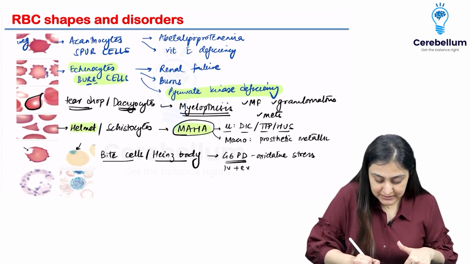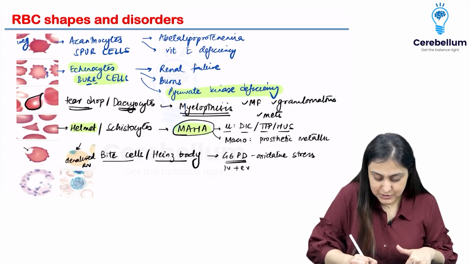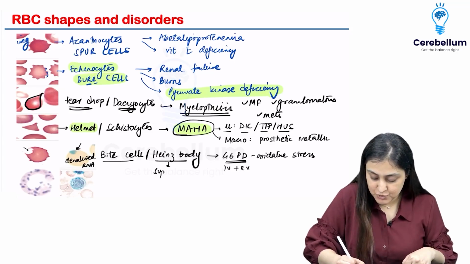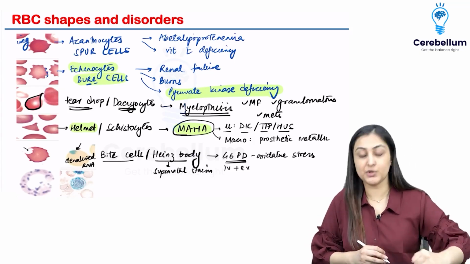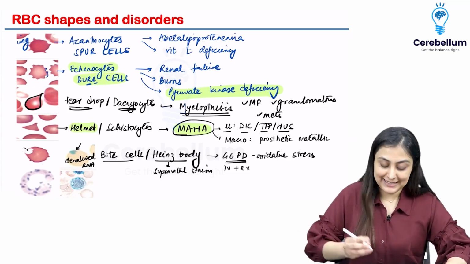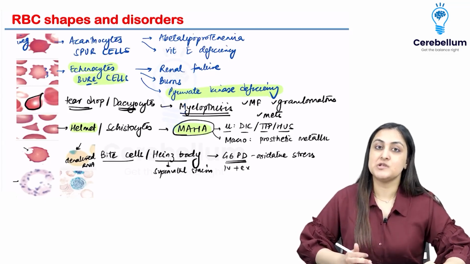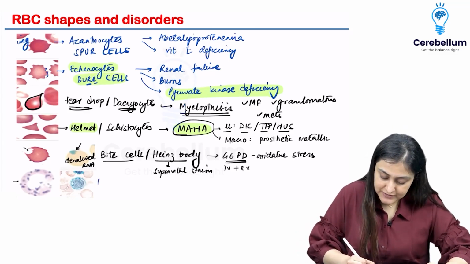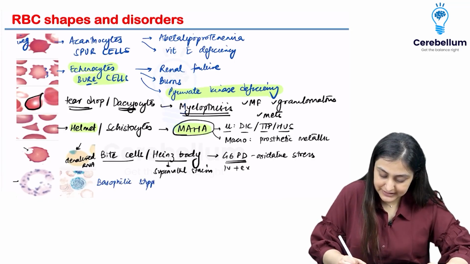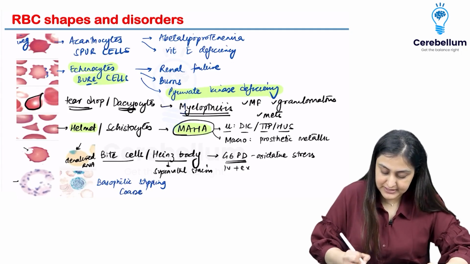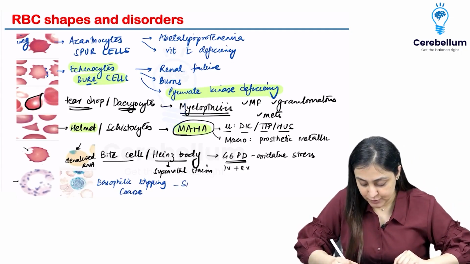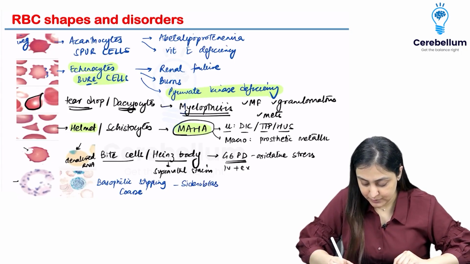And what you see here is the denatured RNA. So you are seeing denatured RNA, and that is why Heinz body can only be seen on supravital stain. Okay. So this is all you want to know about G6PD. Then what you see here is the basophilic stippling. Remember I was talking to you about this in megaloblastic anemia. So what you are seeing here is basophilic stippling, which is coarse basophilic stippling. Where this is seen as sideroblastic anemia. So this is sideroblastic anemia.